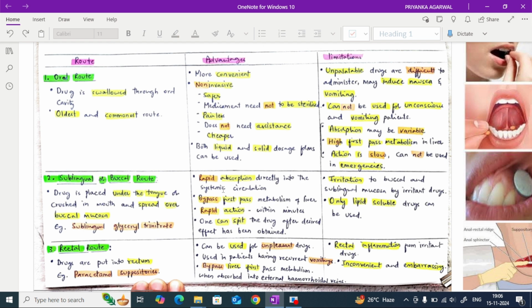So for sublingual, in advantages, write these last 3 points opposite here, and first 2 points opposite here. This irritation here, inflammation here. Okay, and just remember only lipid soluble drugs can be used here, and it is inconvenient and embarrassing for the rectal route. So it's very easy, right? So this is about oral, sublingual and rectal route.